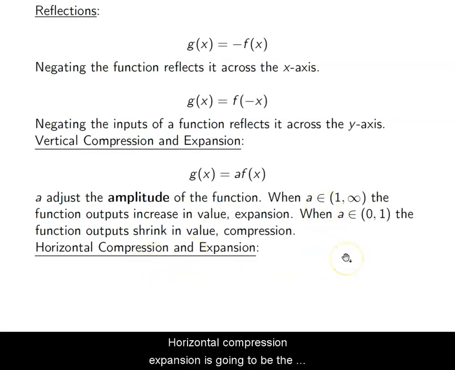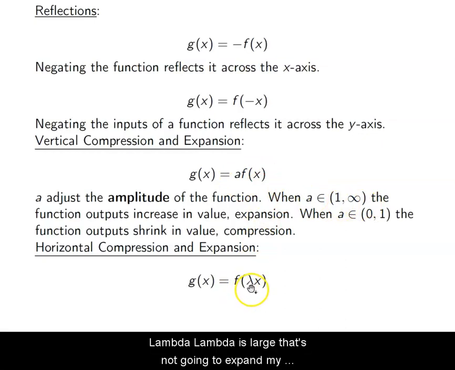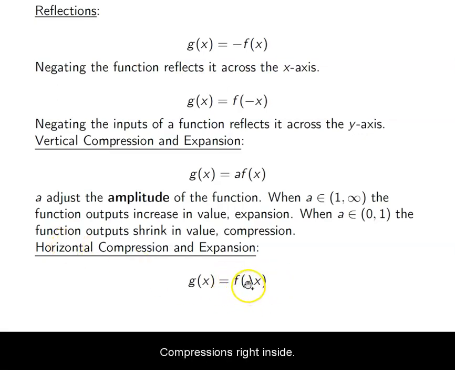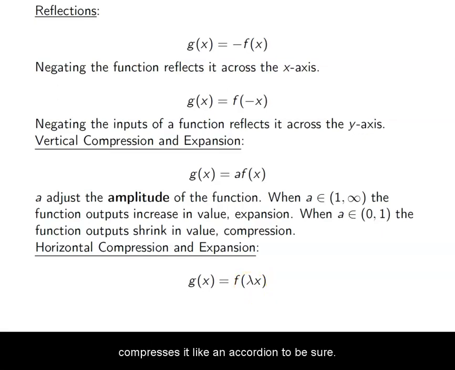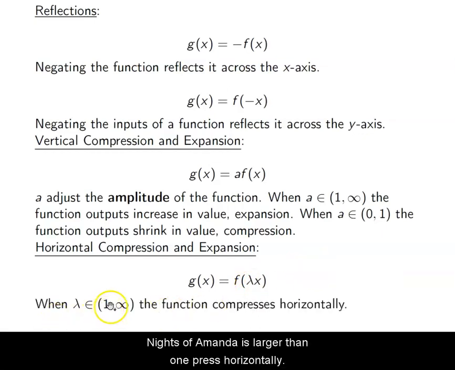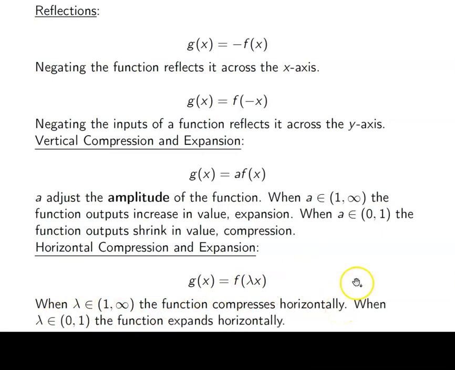So for horizontal compression and expansion, it's going to be the same thing, but we're going to multiply on the inside of our function directly to x, and it's going to work in the opposite way. So if a is a large value, which in this case we'll call lambda, if lambda is large, that's not going to expand my function. It's actually going to shrink it and compress it down. Because remember, inside transformations do the opposite of what we had expected, right? So if this is a large value, it does not stretch it out long ways. It compresses it like an accordion to be short, okay? Everything happens quickly, right? So when lambda is larger than 1, we compress horizontally, okay? And when lambda is small, that's when we expand horizontally, right?